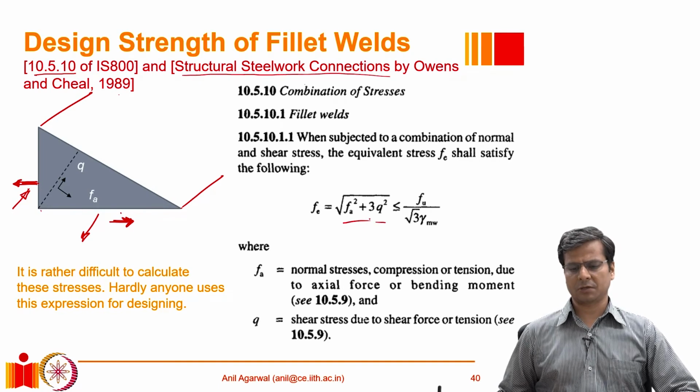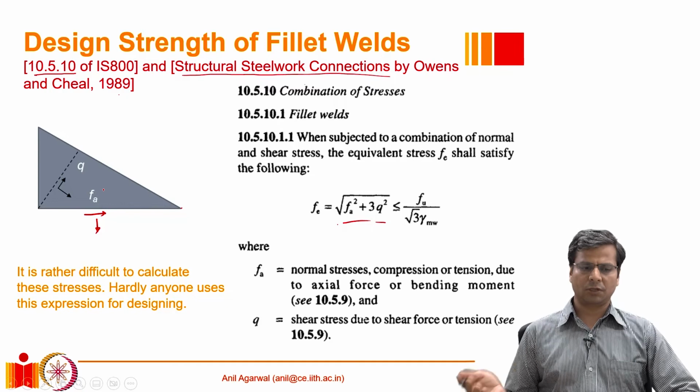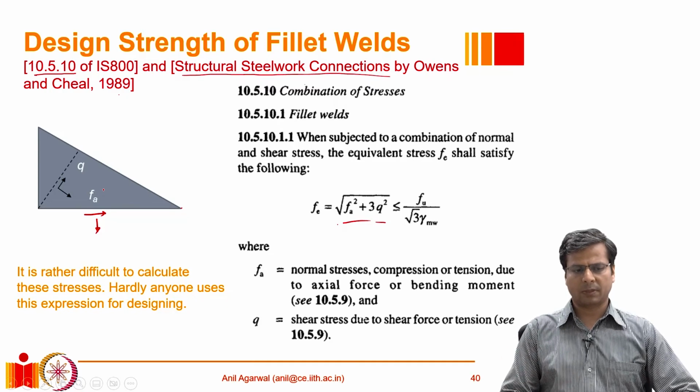Some of the other international codes have simplified this process and they have given you some easier ways to calculate, to basically estimate the strength, again by using the forces which are known to us at the boundaries rather than the actual stresses inside the fillet. However, this provision is available in the Indian code if somebody wants to use it. But as we know, it is relatively difficult to use and hardly anybody actually uses this provision. They usually use the provisions given in clause number 10.5.7.